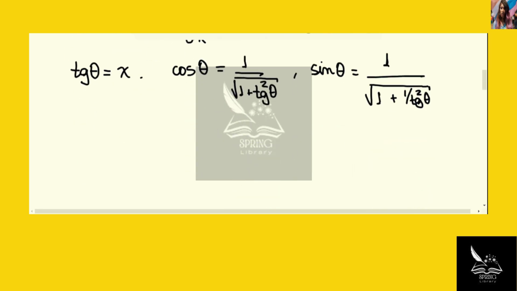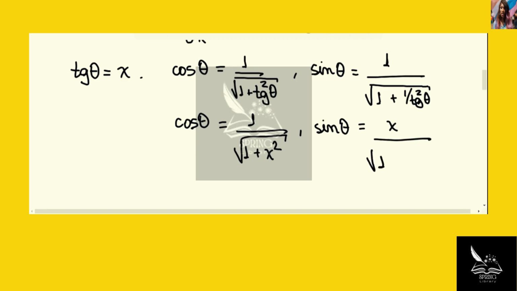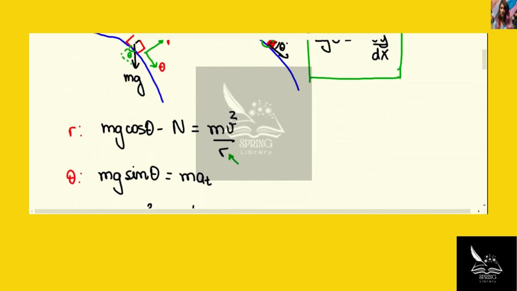Okay, so using that tangent of theta is x, we have the cosine is 1 over the square root of 1 plus x squared, while the sine of theta is x divided by the square root of 1 plus x squared. Okay, so now I'm gonna just rewrite these equations using what I just found.